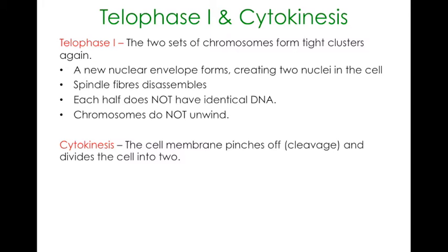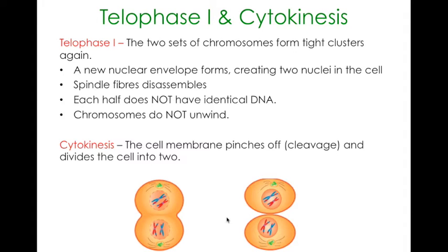In cytokinesis, the membrane then pinches off, called cleavage, and divides the cell into 2. So you've got a very similar occurrence. The only difference here is that the chromosomes don't unwind, and each half is not genetically identical. So that brings us to meiosis round 2.